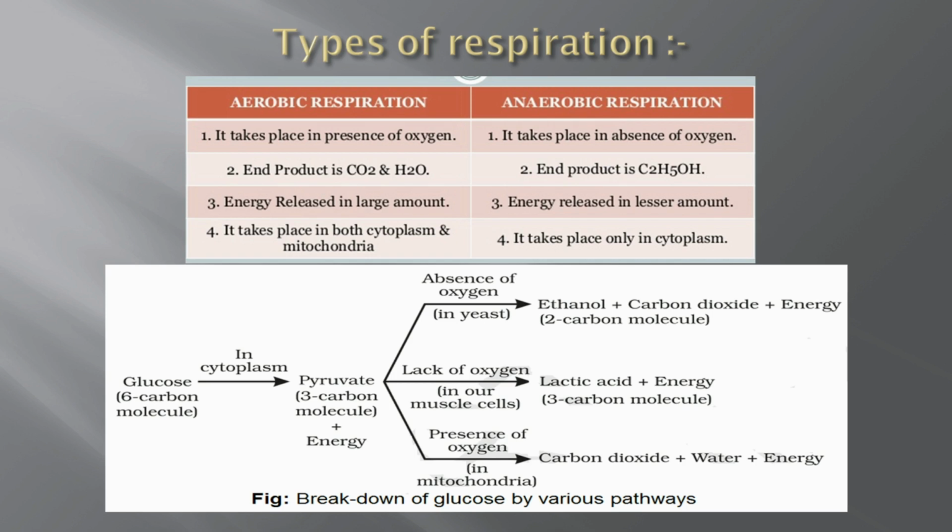You can look at the difference between aerobic and anaerobic respiration. There are three ways glucose gets broken down in the presence of oxygen, where the end products are carbon dioxide, water, and energy. In the absence of oxygen, the end products are ethanol, carbon dioxide, and energy. Sometimes there is a lack of oxygen in the muscle cells, where they release lactic acid and energy. This results in muscular cramps when we do strenuous activities.